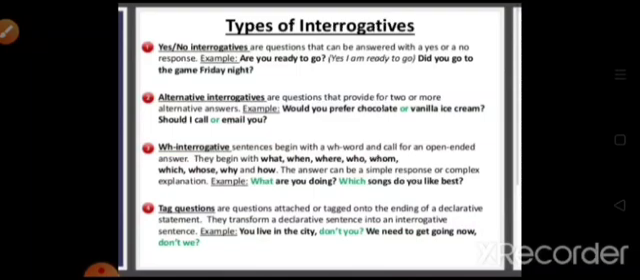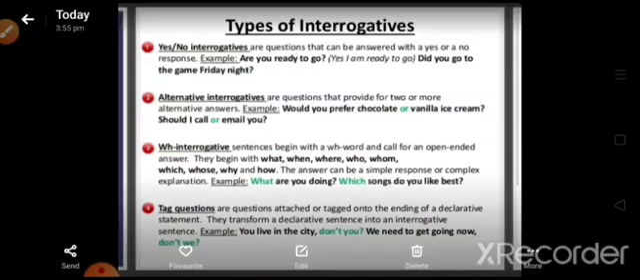Now the fourth is the tag question. Tag questions are questions attached or tagged on to the ending of declarative sentences. They transform a declarative sentence into an interrogative sentence. For example, you live in a city, don't you? We need to get going now, don't we? So these are called tag questions because it's tagging. The answer is given over there and after that we are asking a question. So this is called a tag question.